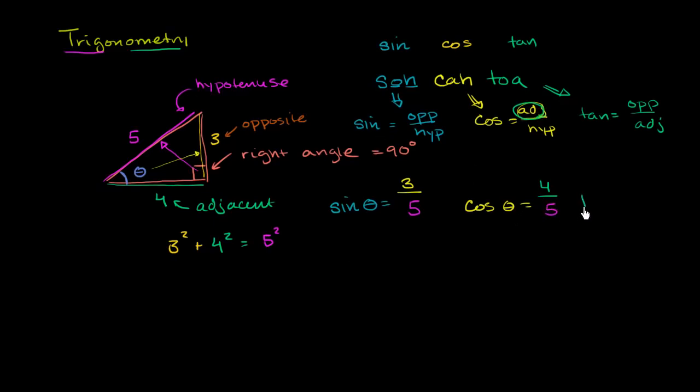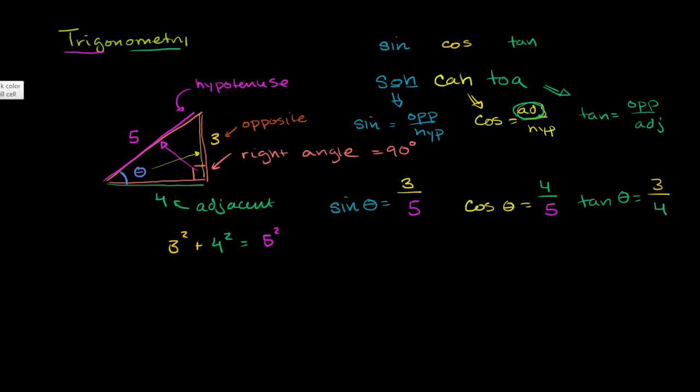Now let's do the tangent. The tangent of theta: opposite over adjacent. The opposite side is 3. What is the adjacent side? We already figured that out. The adjacent side is 4. So knowing the sides of this right triangle, we were able to figure out the major trig ratios. And we'll see there are other trig ratios, but they can all be derived from these 3 basic trig functions.